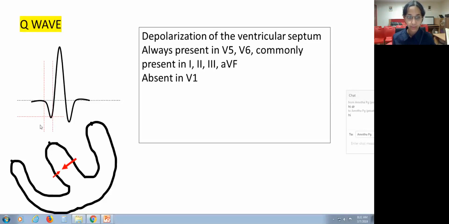And as we know, in lead V1 it should be absent because we have the dominant vector from the left to the right. So remember, a Q wave in a normal heart should always be absent in V1 and should always be present in V5 and V6.